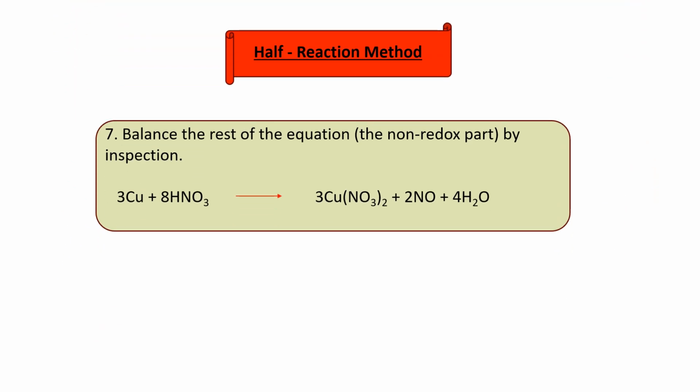Last step is balance the rest of the equation, the non-redox part, by inspection. So our equation would be 3 copper molecules react with 8 molecules of HNO3 and make 3 molecules of copper nitrate plus 2 molecules of NO plus 4 molecules of H2O. This is our balanced redox equation.